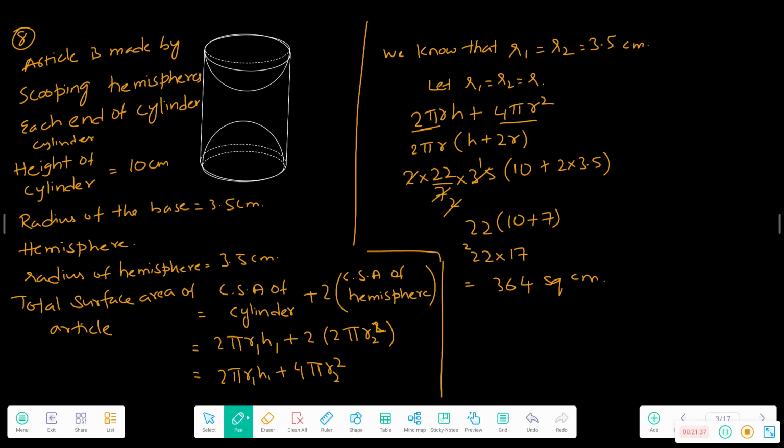Now we will move on to the next exercise, that is exercise 10.3. Again it is a combination of solids, but in this chapter many problems deal with volume. In exercise 10.2 we dealt with the surface area, and now we are going to deal with the volume. So this is a very important exercise. Let me start the first problem from exercise 10.3.